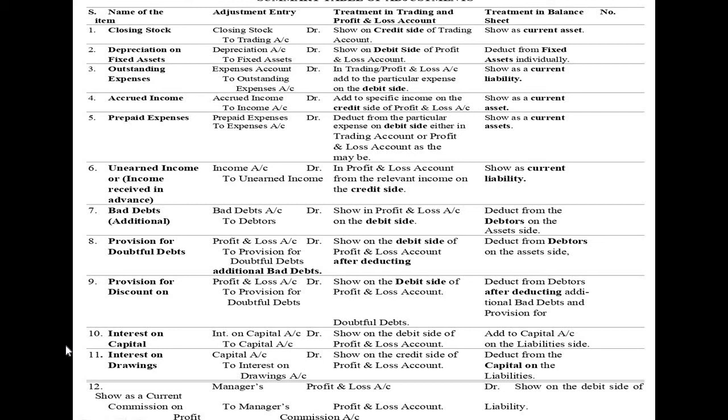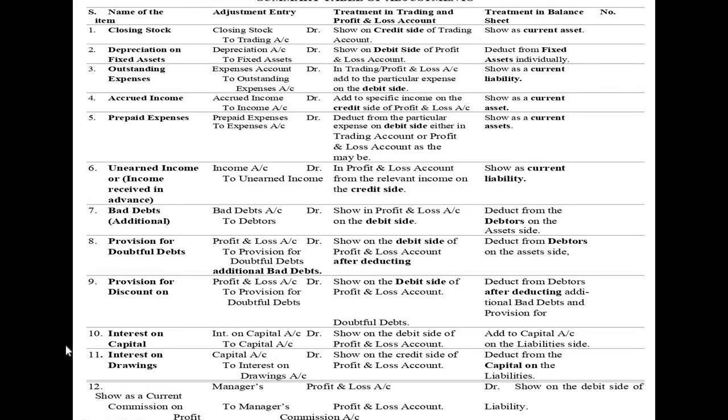The next one is provision for bad and doubtful debts. A merchant feels that there are certain debtors from whom the money may or may not be realizable, as there is a possibility of anticipated losses, and in order to provide for such loss in the accounts, a provision for doubtful debts is required to be made. The adjustment entry for provision for bad and doubtful debts is profit and loss account to provision for doubtful debts. This is shown as a deduction from existing debtors on the asset side of the balance sheet.